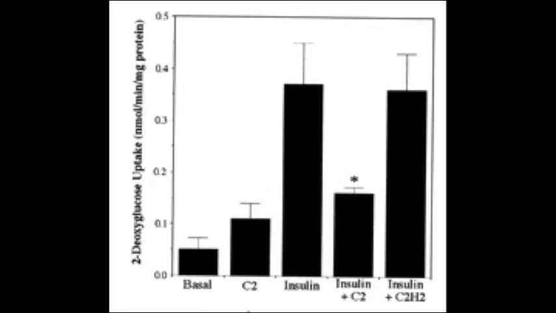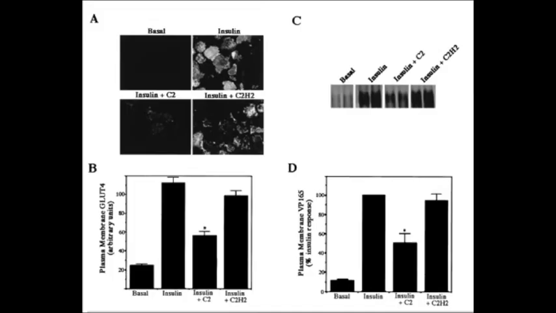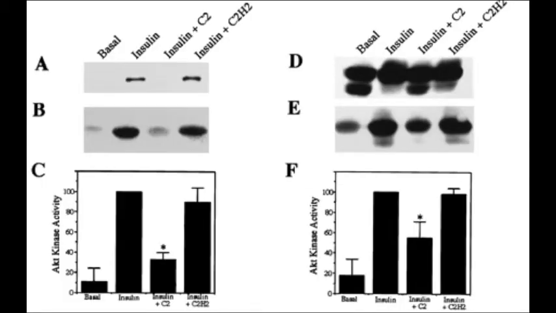The results of the study showed that C2-ceramide inhibited insulin-stimulated glucose uptake into 3T3-L1 adipocytes without affecting basal transport rates. C2-ceramide inhibits GLUT4 and IRAP translocation as well. C2-ceramide markedly inhibited the phosphorylation, mobility shift, and precipitation of AKT kinase activity. C2-ceramide's effects on AKT were apparent within 1 hour of treatment.